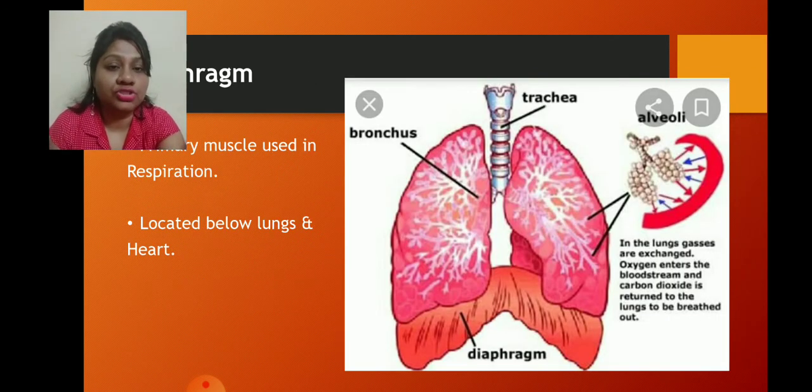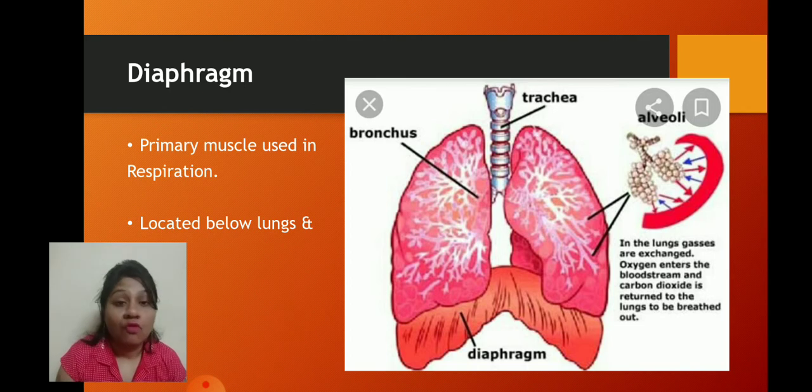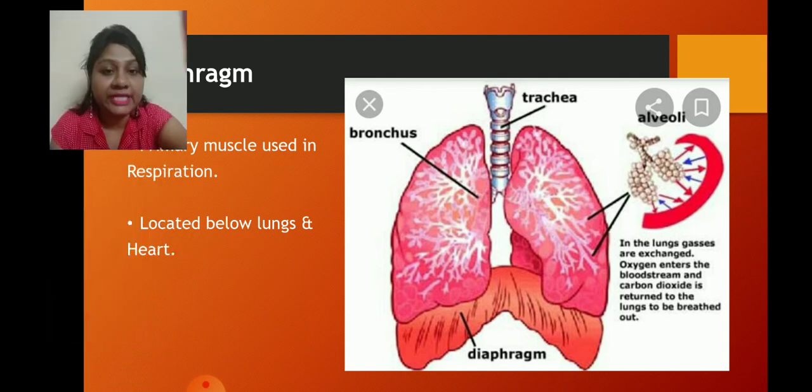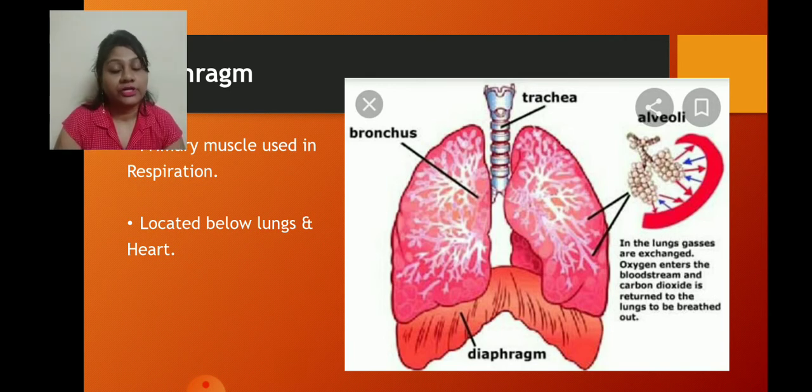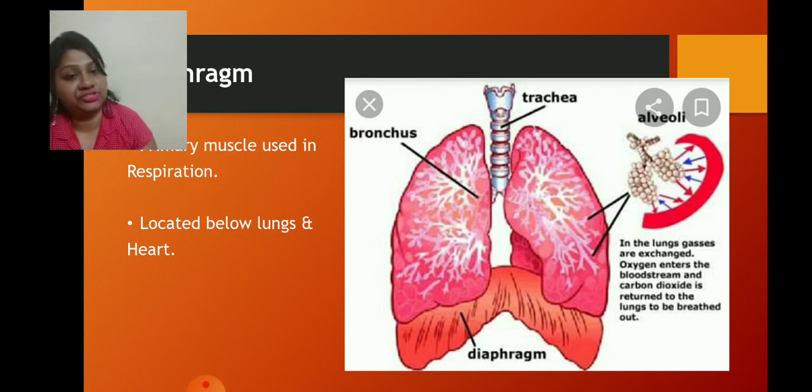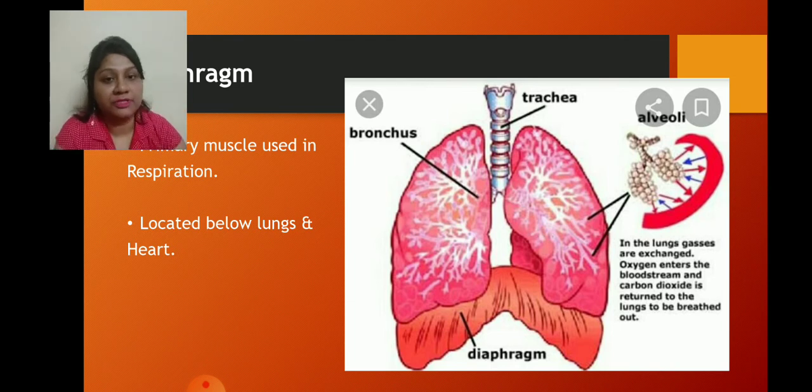So, students, finally comes the diaphragm. What is the diaphragm? The diaphragm is a muscle. It is located just below the lungs and heart. You see in the picture, it is a muscular thing. Diaphragm, D-I-A, P-H-R-A-G-M. It is the muscle that is used in respiration, and it is located just below the lungs.